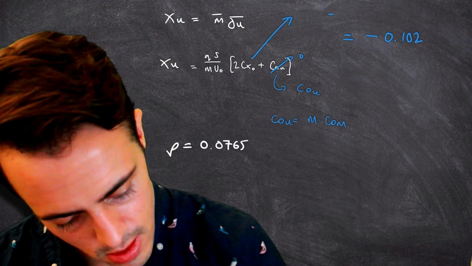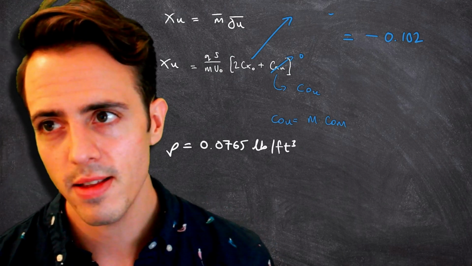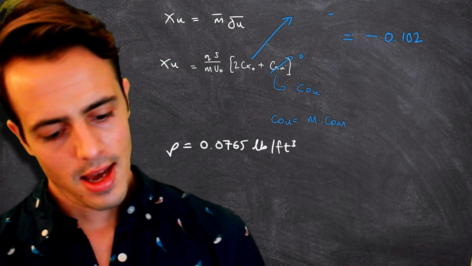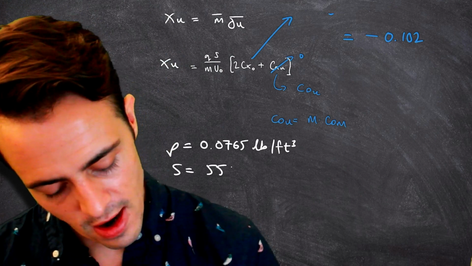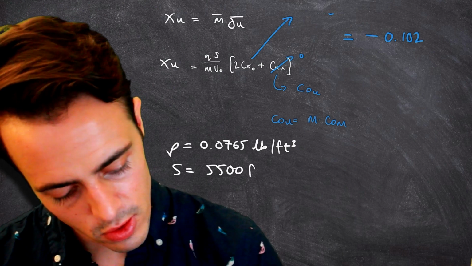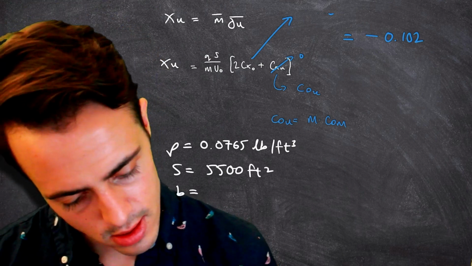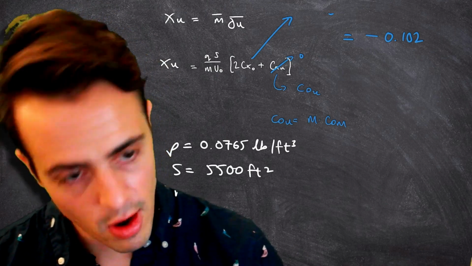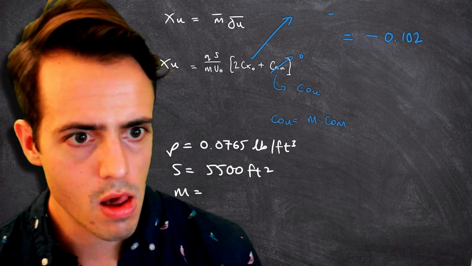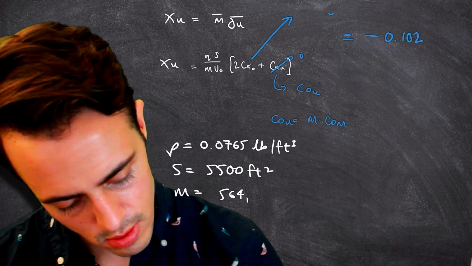0.0765 pounds per cubic feet. And then we've got the wing area, and I think I know this one off by heart, is 5,500 square feet. We've got the wingspan. In fact, we don't need the wingspan here, so I don't need that. The mass of the aircraft is 564,000 pounds.